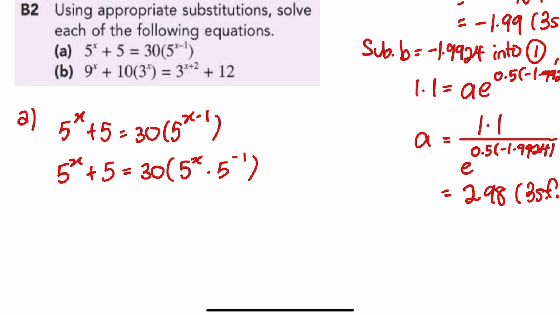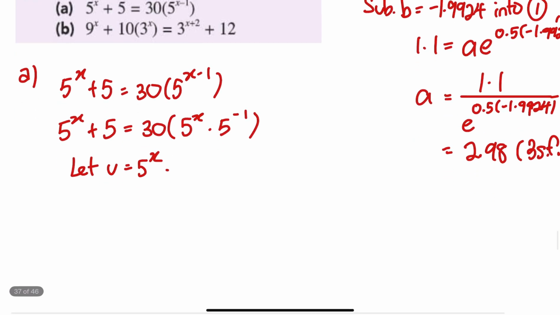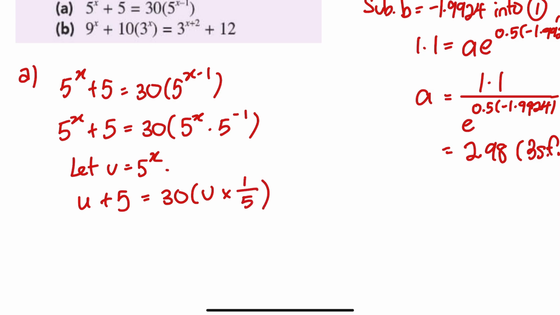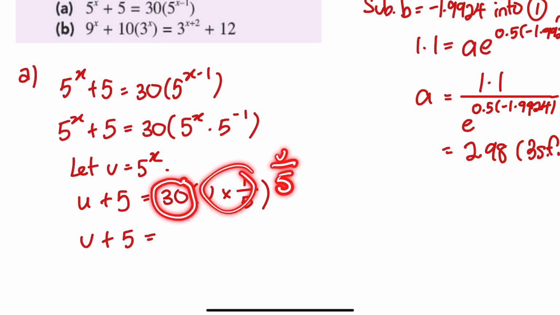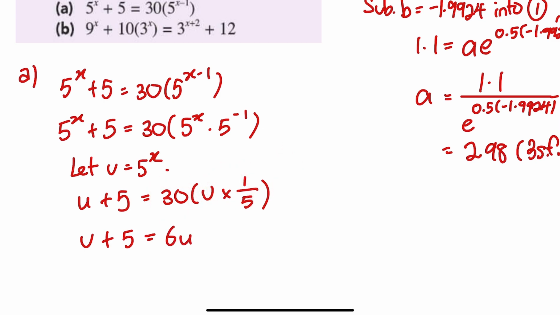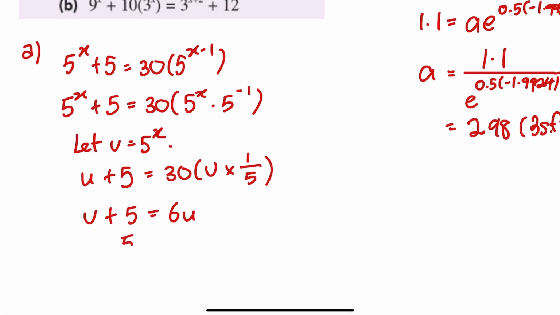Okay, so over here, by substitution, I can let u be equals to 5 power x. So therefore, I can simplify this equation to become u plus 5 is equal to 30 times u times 5 power negative 1, which is simply 1 over 5. Okay, then I simplify the right side. u plus 5 is equal to 30 times u over 5. This whole thing here is just u over 5. So this whole thing times 30, I'll get 6u. Okay, which means that therefore 5u is equal to 5, u is equal to 1.